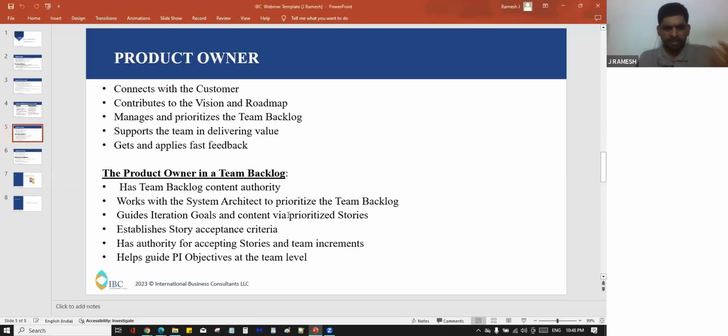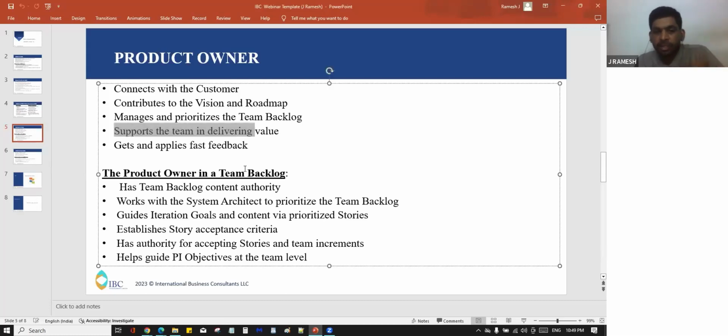Okay, so I can take a few other points of the product owner. You should work with the system architect in writing the team backlog. Why the system architect? The architect will give the technical points, whether it is available or not. Writing the stories, and you need to support the team to deliver the value exactly what you are asking. And finally, you need to create all the PI objectives. These are scaled agile related, these are the normal agile related.